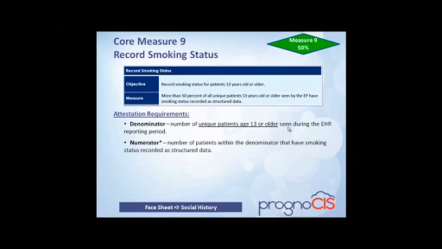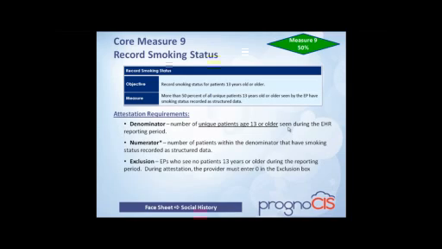The numerator represents the number of patients within that denominator who actually do have their smoking status recorded. And again, since this is at the chart level, once you have entered it for the patient on their face sheet through social history, it is there forevermore on all of their other visits.